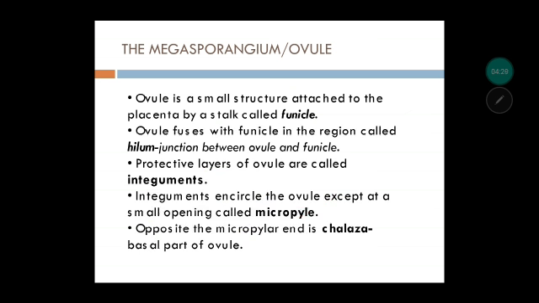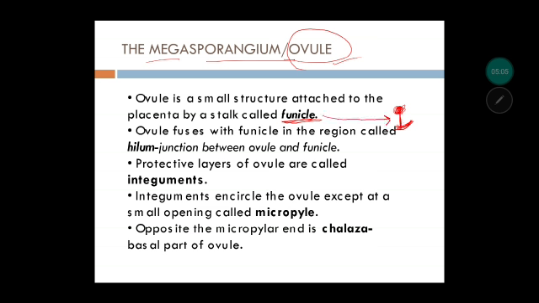Now let us understand the structure of the ovule very carefully. The ovule is referred to as the megasporangium. It is a very small structure and it is attached to the placenta by a stalk which is called the funicle. Suppose this is the ovule and this is the placenta. It is attached to the placenta with the help of the funicle.